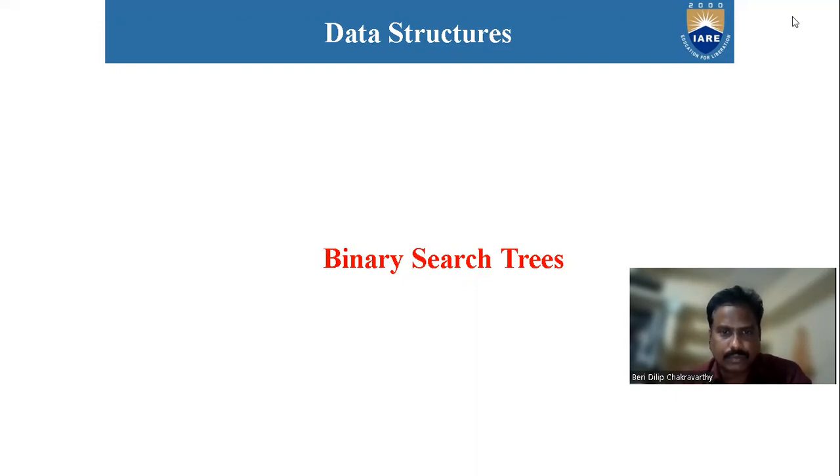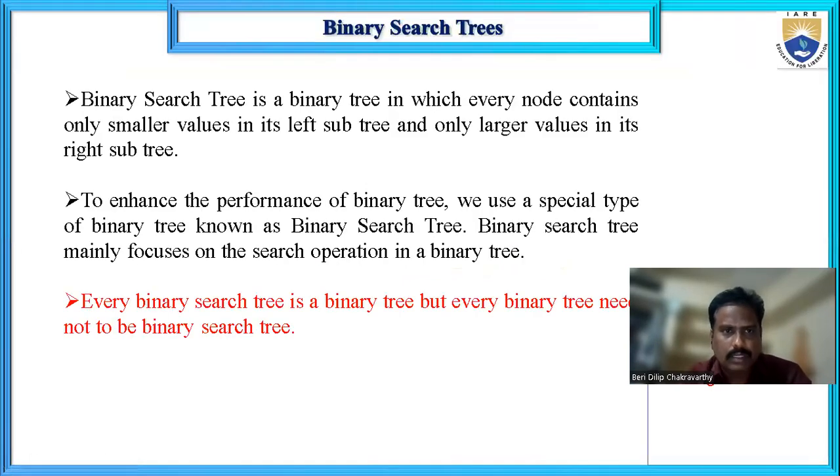So a binary search tree is a binary tree in which every node contains only smaller values in the left subtree. If you take a root node, all the elements that are less than that root node will be placed in the left subtree, and all the elements which are greater than the root node are placed in the right subtree. Okay, this is the mechanism we are following in binary search trees.